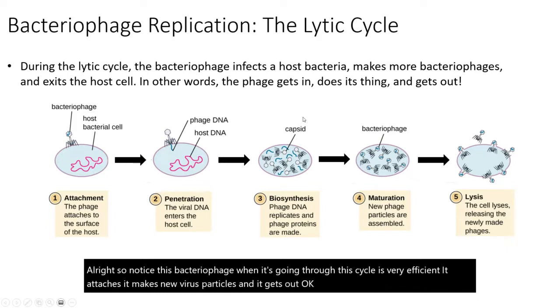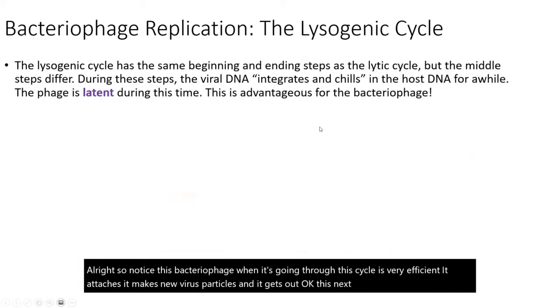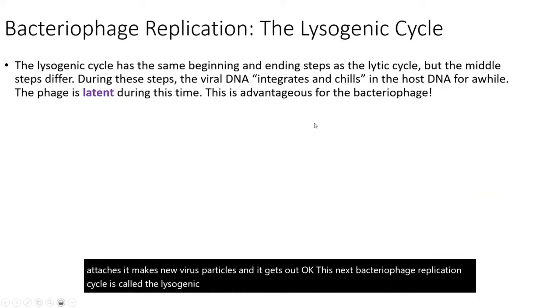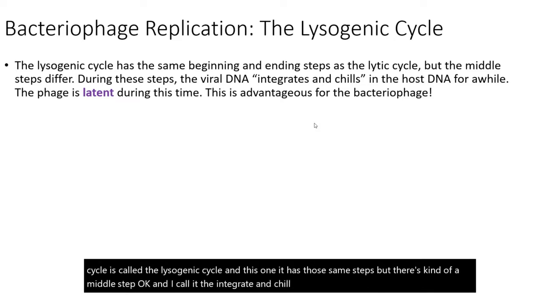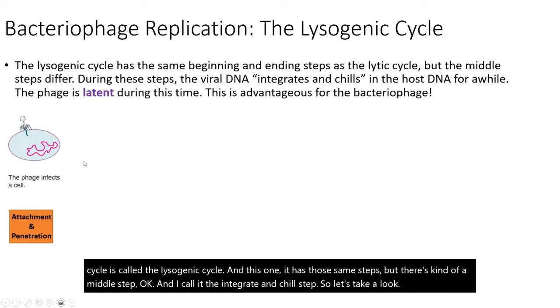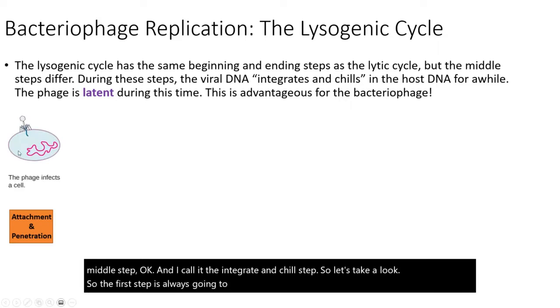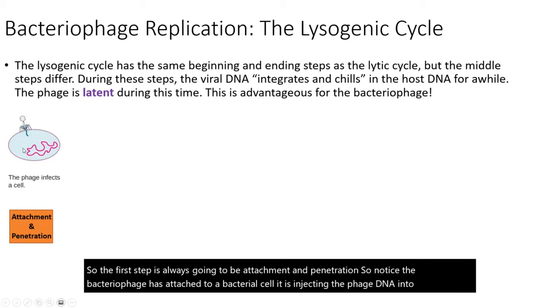This next bacteriophage replication cycle is called the lysogenic cycle. And this one, it has those same steps, but there's kind of a middle step, okay? And I call it the integrate and chill step. So let's take a look. So the first step is always going to be attachment and penetration. So notice the bacteriophage has attached to a bacterial cell. It is injecting the phage DNA into the bacterial cell.